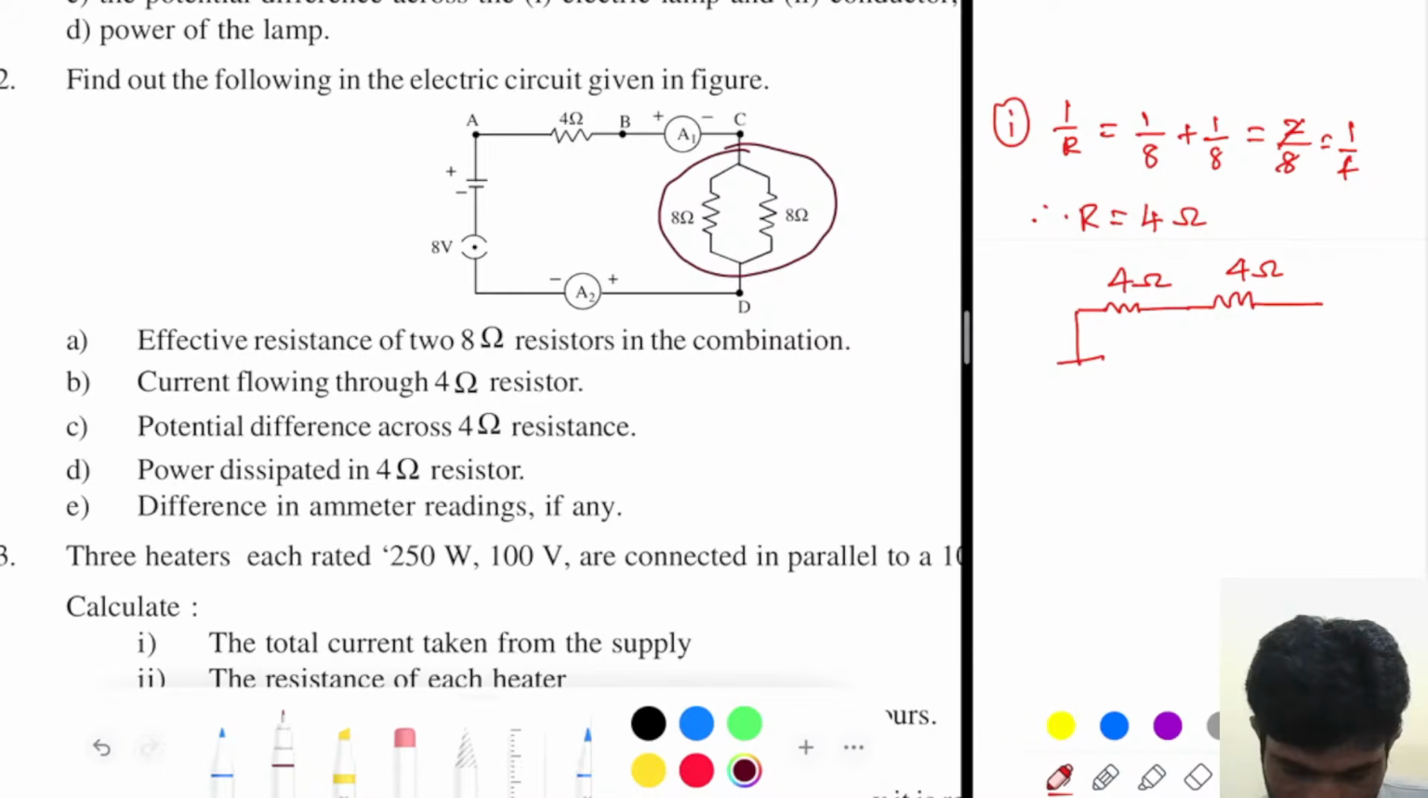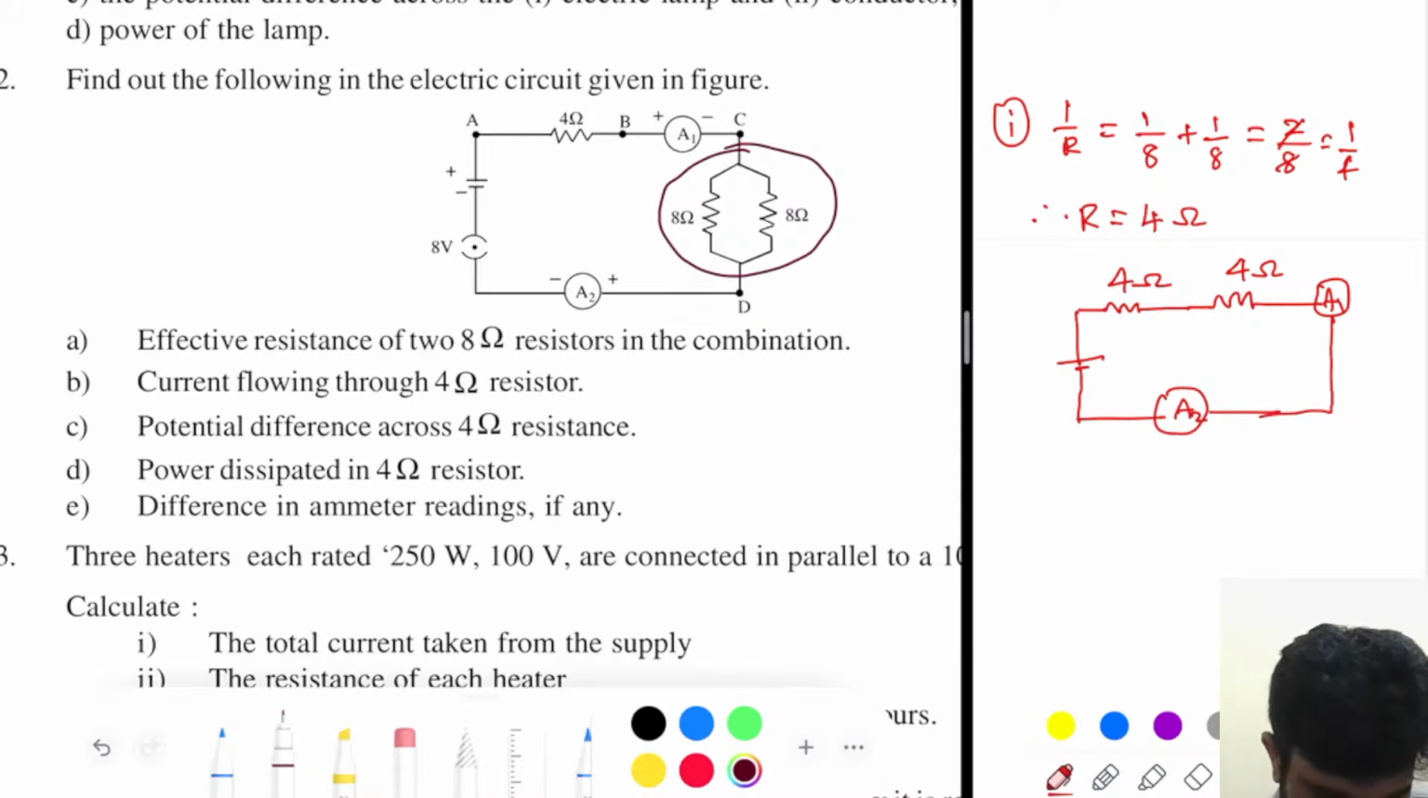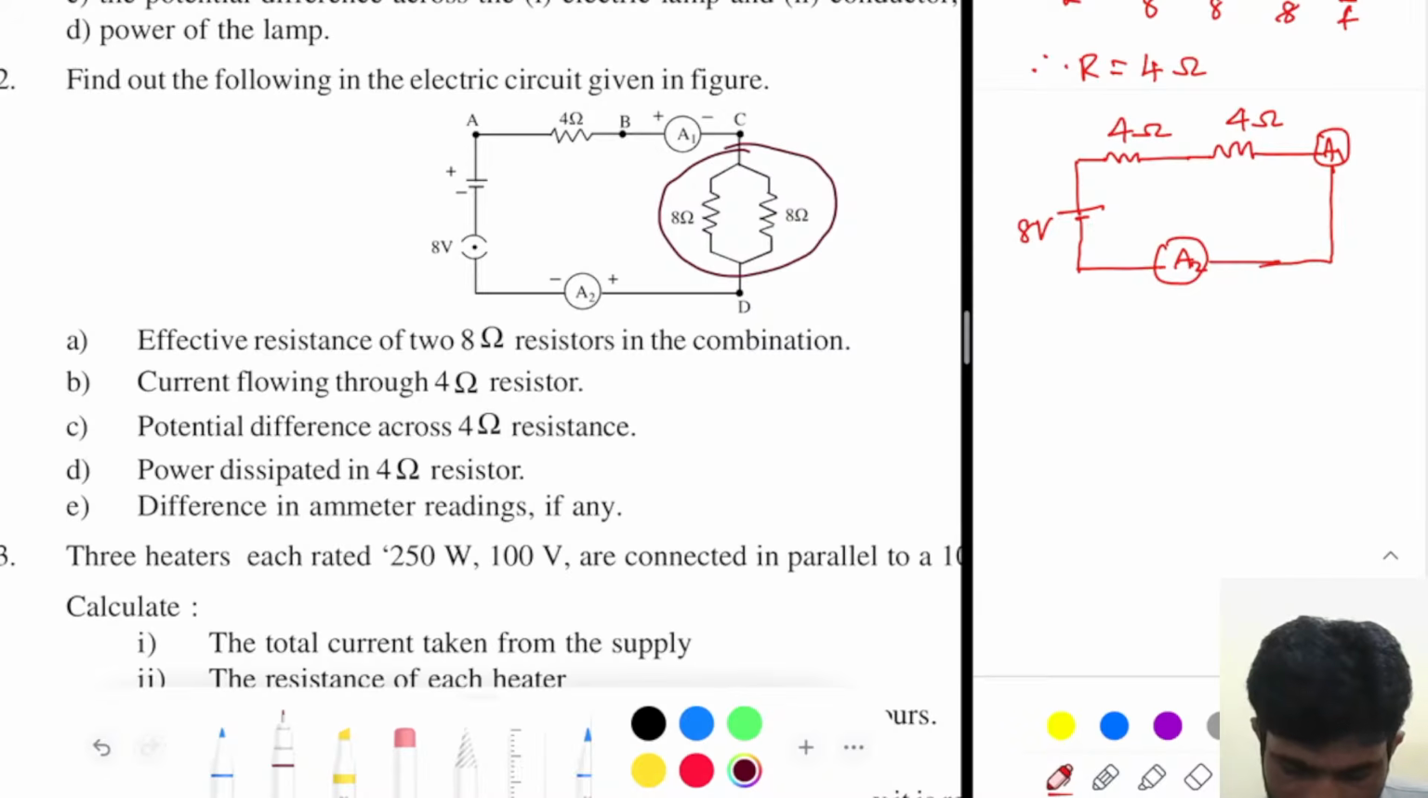Now, this is ammeter 1. Here one more ammeter is connected. Okay. Now we have drawn that 8 ohms and 8 ohms. So what happens here? Battery is given 8 volts. Potential difference is given 8 volts. Now this 8 volts will be divided across both first one and second one. They are asking to find potential difference across 4 ohms.